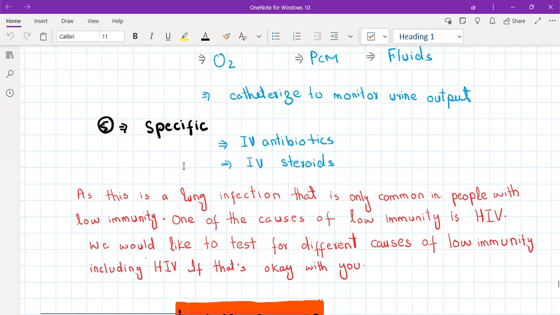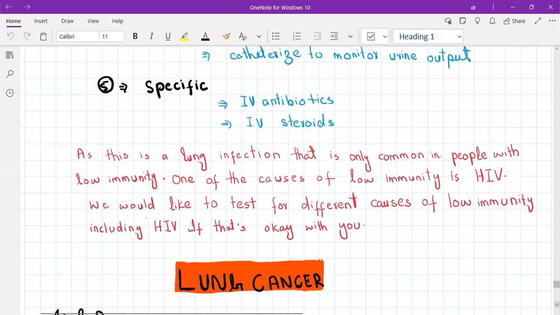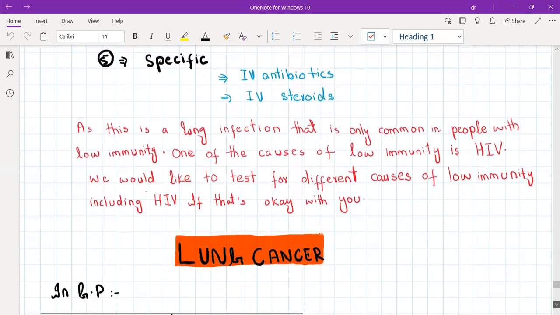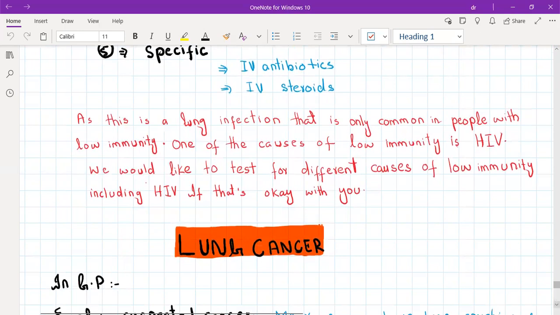At the end, you will also tell them that as this is a lung infection that is only common in people with low immunity, and one of the causes of low immunity is HIV. So we would like to test you for different causes of low immunity, including HIV, if that's okay with you. So you should also take consent for HIV testing in patients with PCP pneumonia, because PCP pneumonia always happens in HIV patients.